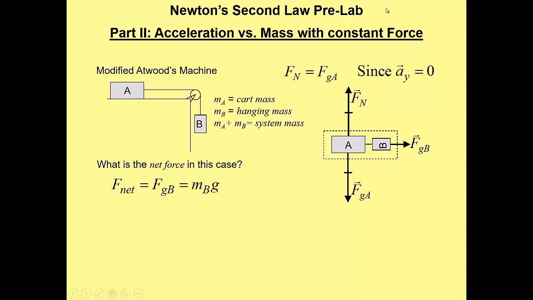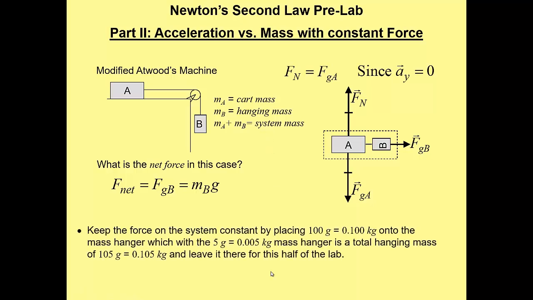So that leads us to how we're going to keep the force constant. Right? If we want to keep this net force constant, that means basically we need to keep the hanging mass constant. Remember how that's what we changed in the first part of the lab? Right, so this time we're going to leave what's on the end of the string the same the whole time. And it says this on your lab sheet, but I'd like you to put 100 grams onto the end of the string. With the 5-gram mass hanger, that's a total hanging mass of 105 grams, or 0.105 kilograms.